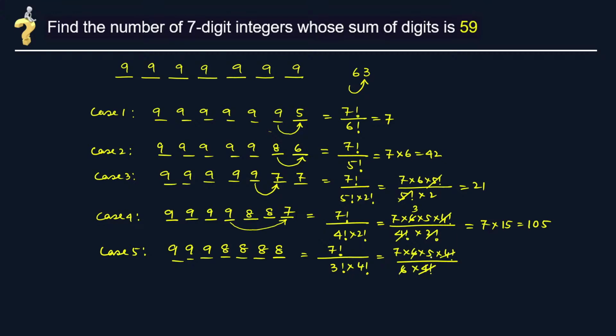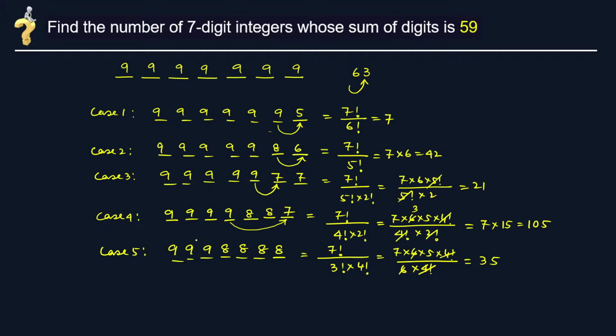This goes off, 6 goes off. So it is coming to 35. Am I correct or not? So now you see, there are no more cases which can be formed such that if you add all the digits of this 7-digit number, it will give us 59.